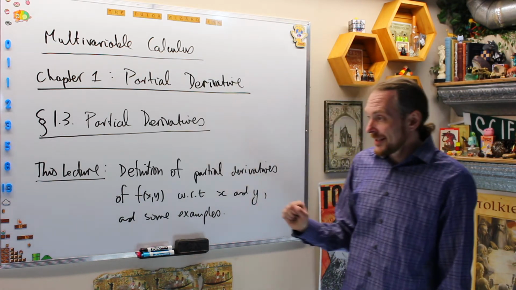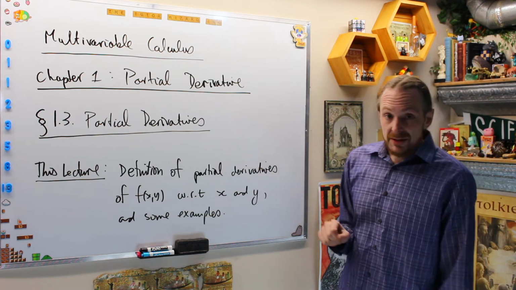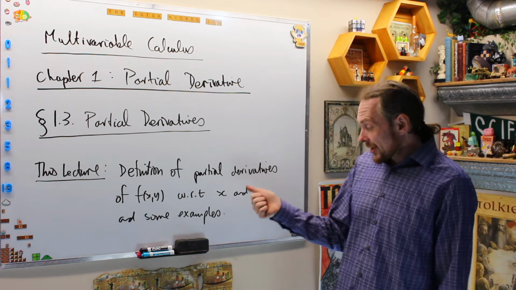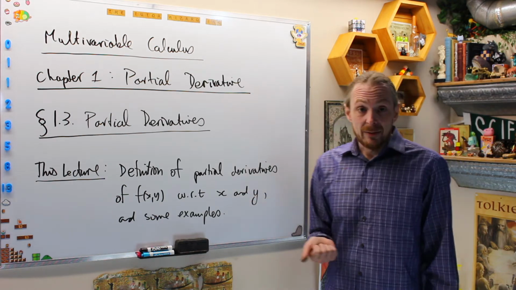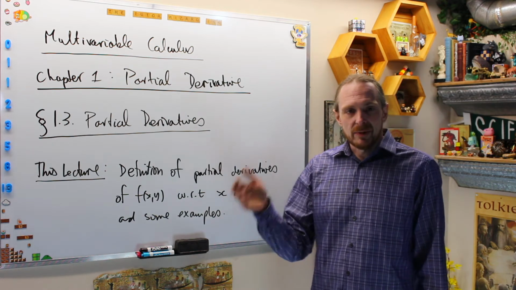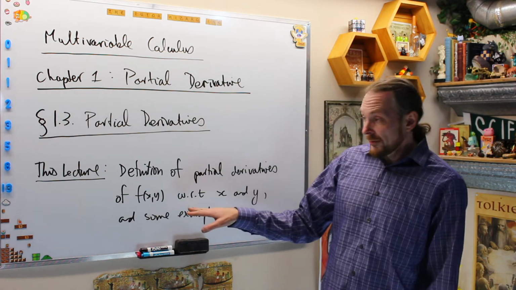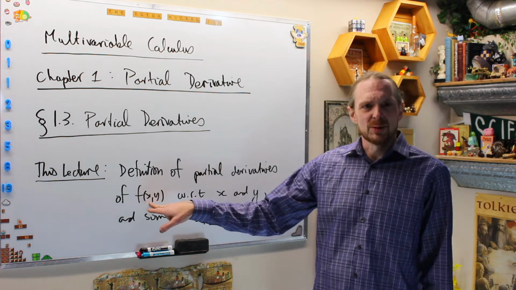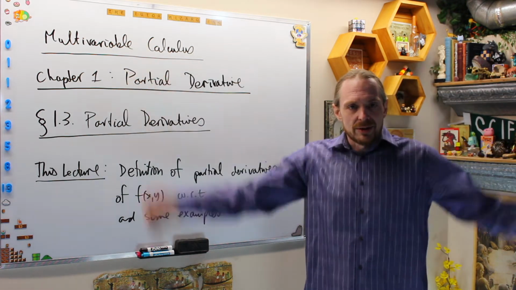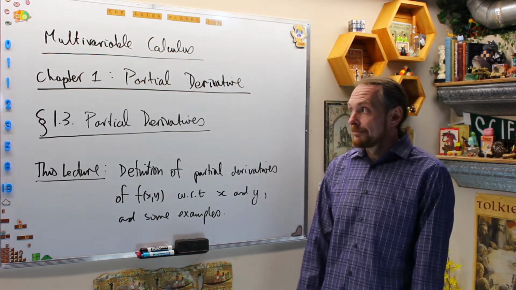What are we going to do specifically today? We're going to do the definition of partial derivatives of a function f of x, y with respect to x and y, and then we'll do some examples. In the coming videos, we will also do the same scenarios we've done with limits and continuity. First, we'll focus on functions of two variables because we can draw the surfaces and the graphs at least a little bit, and then we'll extend that notion to functions of three or more variables.